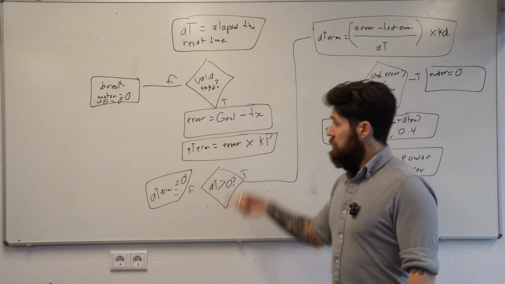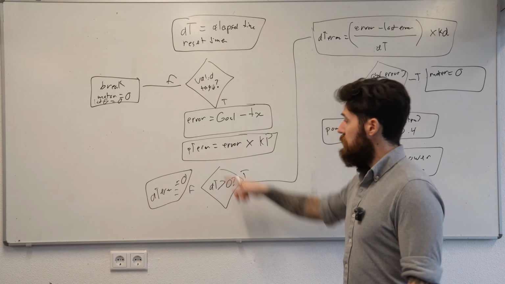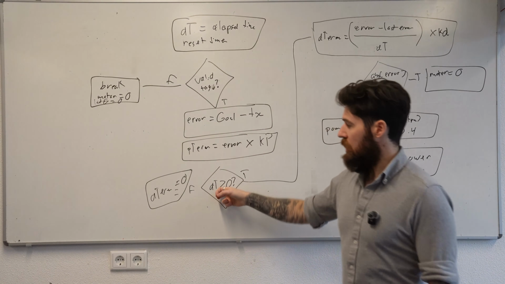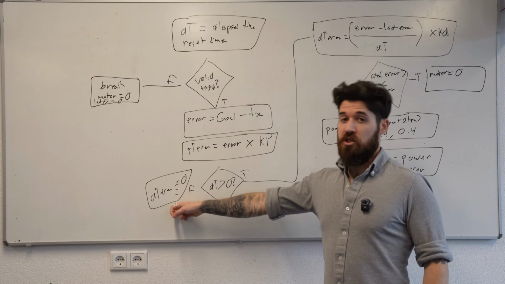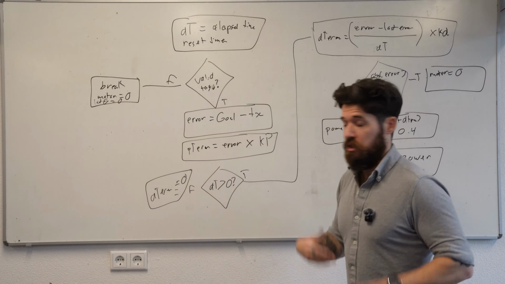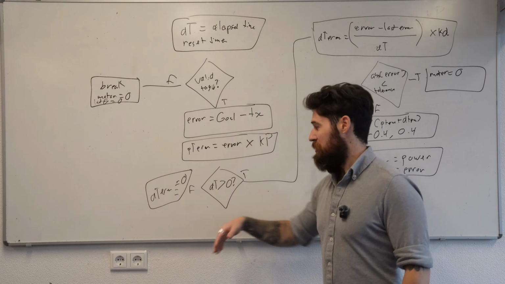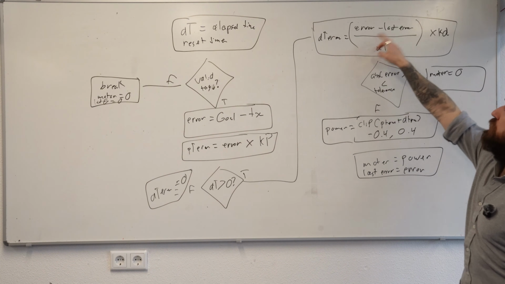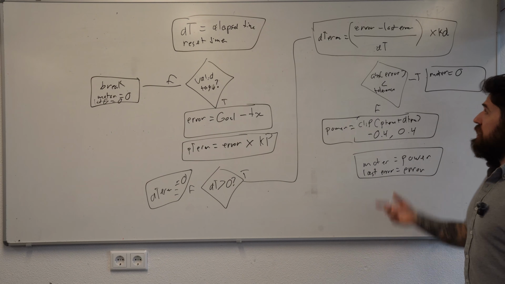If we do have a valid tag, we're going to set our error to our goal minus our TX. That's our current bearing away from it. Our P term is error multiplied by KP. Then we check if our delta time is greater than 0. It's potential that it is not. If it is not, we just simply set our derivative term to 0 because there's going to be no derivative. If we are greater than 0, now we can actually do our derivative calculation. We take our error minus our last error divided by delta time, and then we multiply that by our KD.